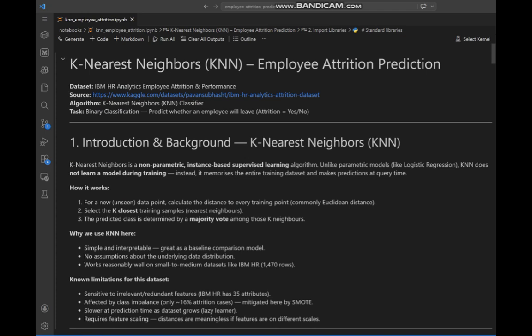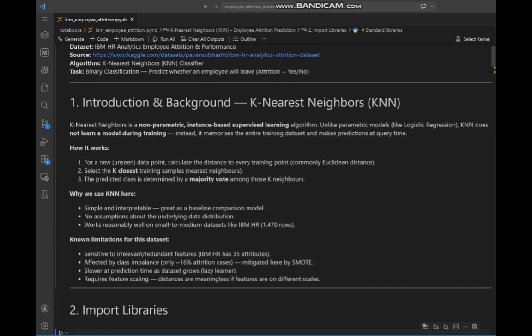Hello everyone. In this part, I'm presenting our K-Nearest Neighbors notebook for employee attrition prediction. Section 1 is the introduction and background. We use the IBM HR Analytics dataset from Kaggle, and the task is binary classification.